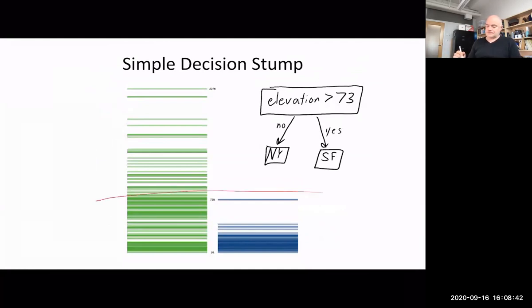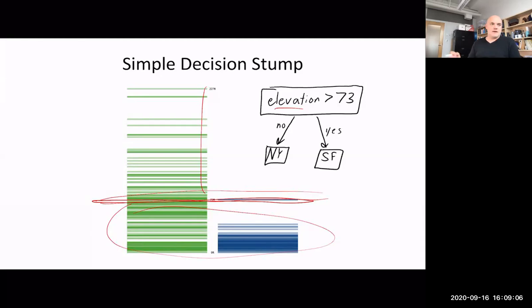Petrera. So if you build a decision stump based on splitting on elevation at the dividing line 73, and then you can split up this data set fairly well, separating off these homes and assigning them to San Francisco, and then leaving the remaining homes still a little bit messed up. So this is probably not going to do a very good job.